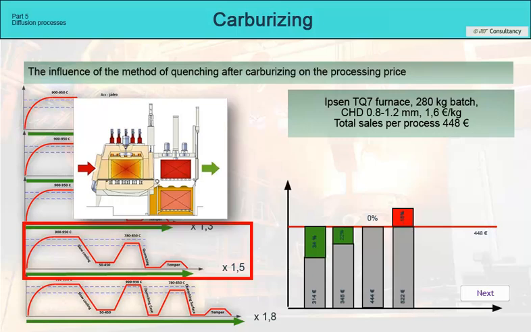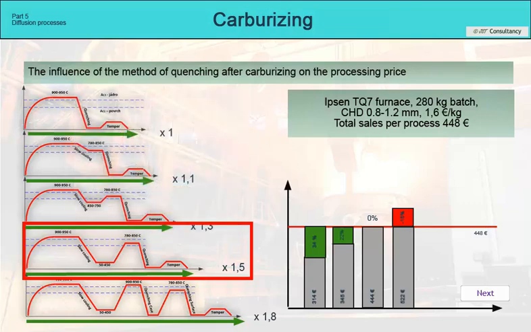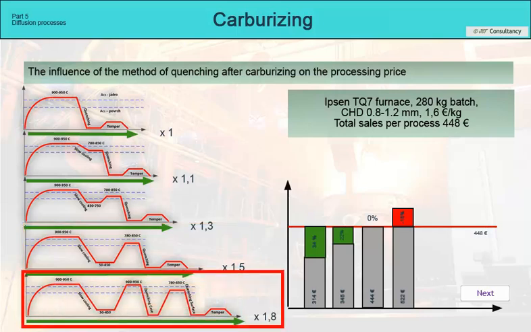The worst situation is in variant 5 with double hardening. As we have already mentioned, this type of hardening of the carburized layer, to the core and to the layer, is characterized by the fact that we harden twice. The process time is already increased by 80%. If we apply the market price, then the loss of the process with CHD 0.8 to 1.2 millimeters will be 31%. So we have to go up with the price.